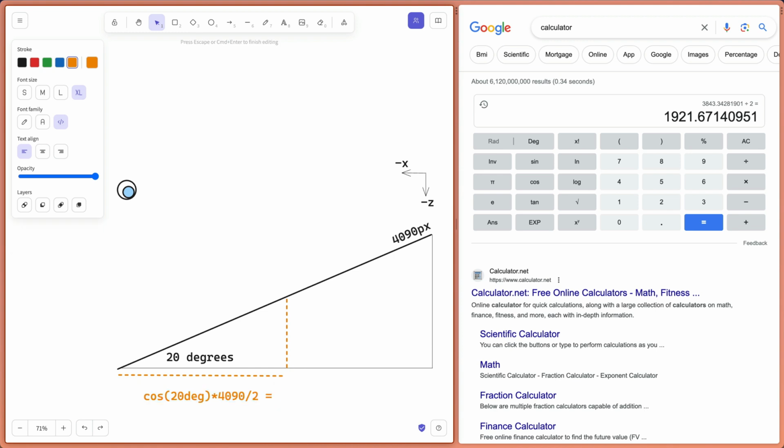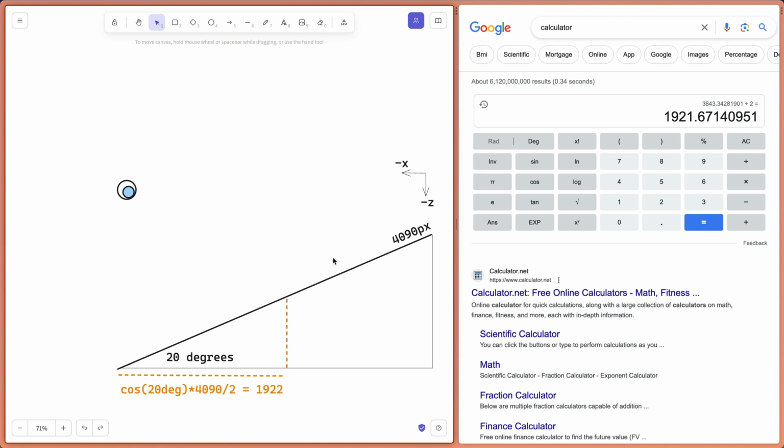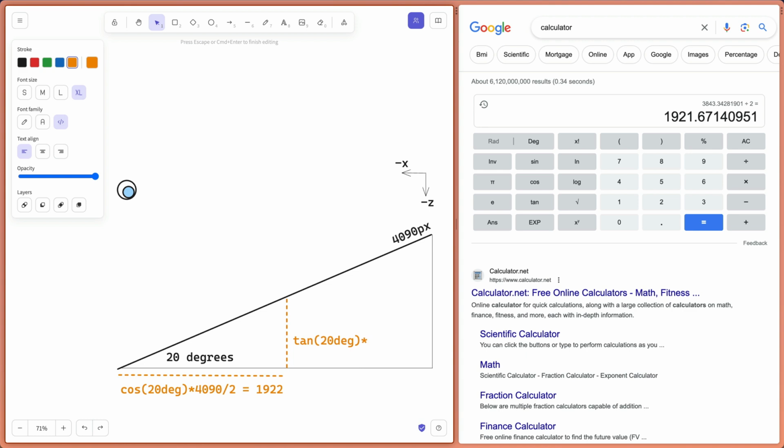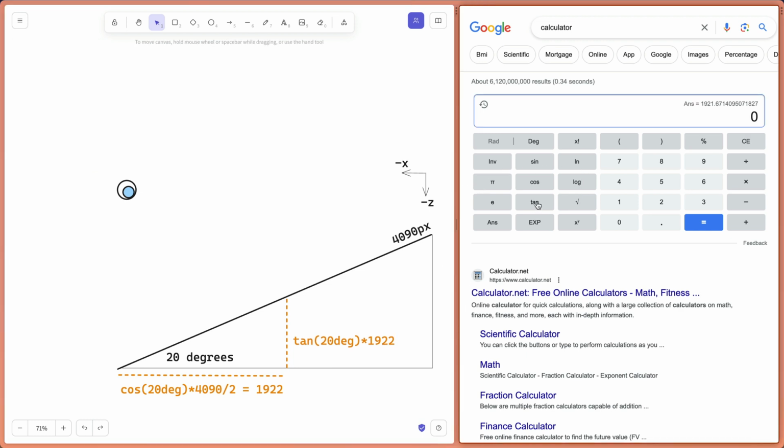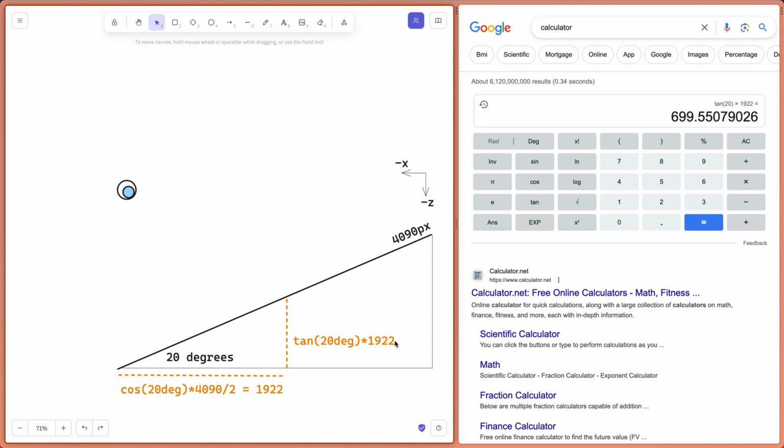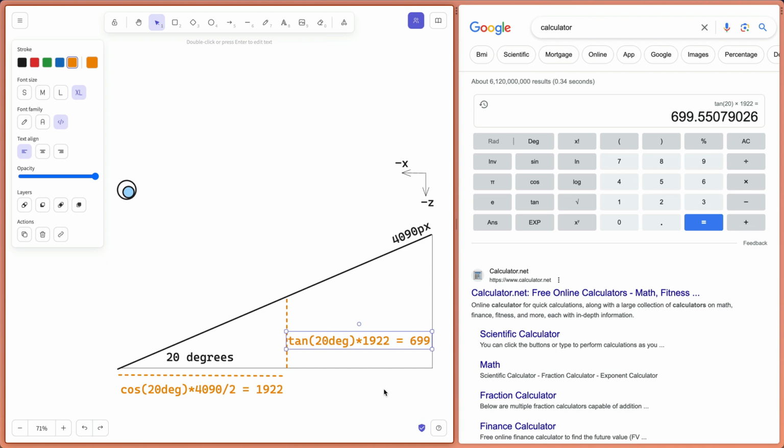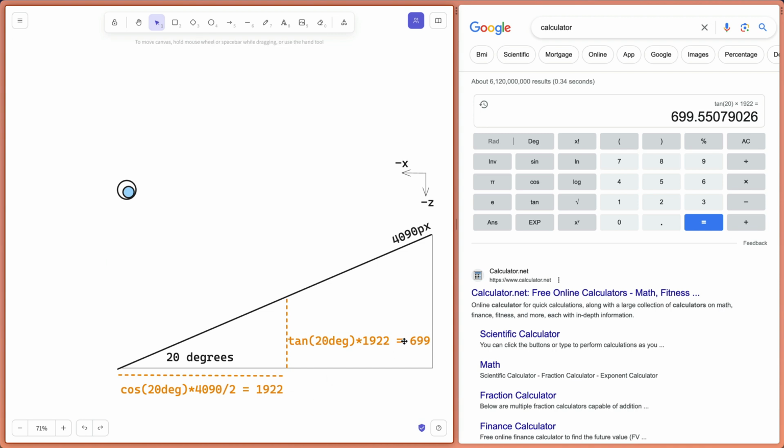So let's say 1,922. The equation to get this other piece of the triangle is going to be the tangent function, so tan of 20 degrees. And then we'll multiply by that value we just got, 1,922, and that should get us what we want. So let's plug that into the calculator. We'll take tan of 20 and close parentheses, multiply that by 1922, see what that equals. We get 699. So our magic numbers here are 1922 and 699.